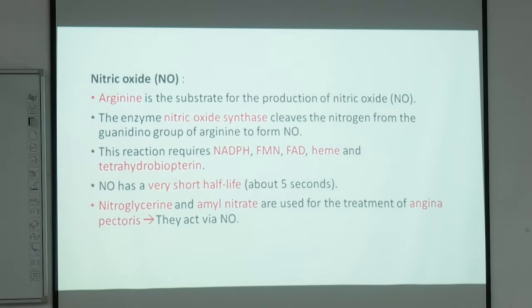So now how is this nitric oxide synthesized? It is synthesized by the enzyme nitric oxide synthase. And there are several cofactors that help in the synthesis. It has a very short half-life. And nitroglycerin and amyl nitrate are drugs used in the treatment of angina pectoris. These drugs help with the production of nitric oxide.